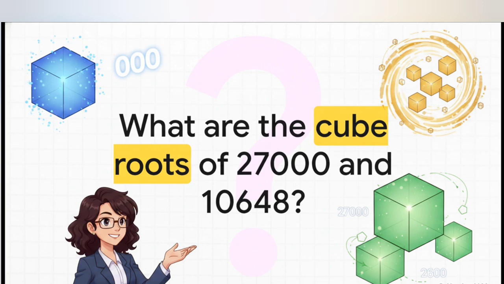Level 1. Find the cube roots of 27,000 and 10,648. Here's a hint. Look at the zeros for the first one and use prime factorization for the second. Level 2. The number 1,323 is not a perfect cube. What single number do you need to multiply it by to make it one? Think about grouping prime factors into sets of 3.